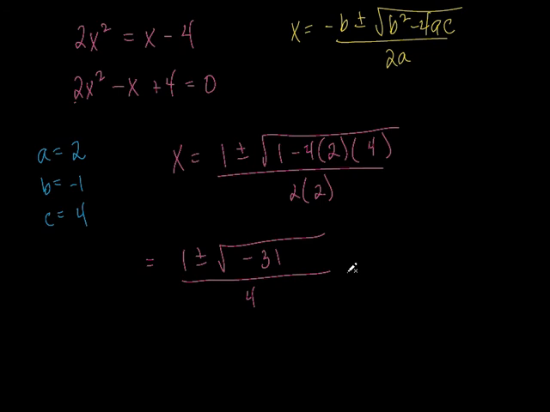Okay? And look what we get. We got 1 plus or minus. Now what's this going to be? It's not going to be the square root of negative 31. It's going to be what? Square root of 31i. Or you could put the i in front if you want to. A lot of times they put the i in front, over what? 4. And you could just leave it just like that if you wanted to.